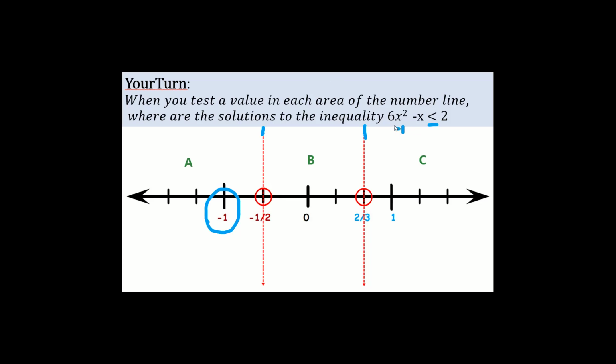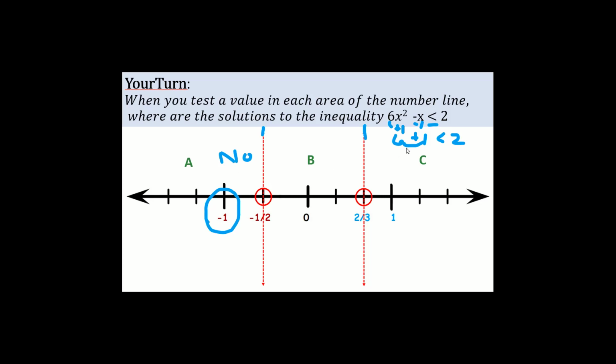So we have negative 1 squared gives us a positive 1. Positive 1 times 6 is 6 minus negative 1. So that's going to be the same as adding 1. So is 6 plus 1 less than 2? And the answer is no. Positive 7 is not less than 2.